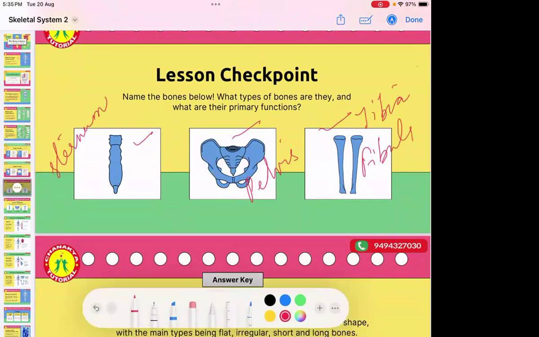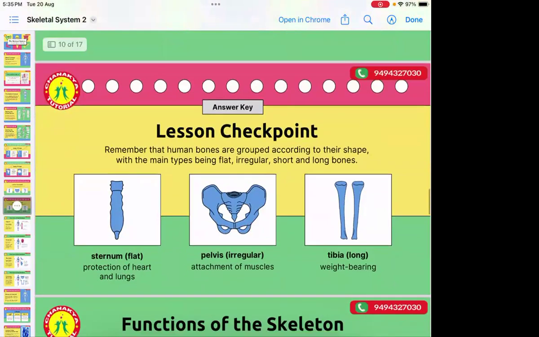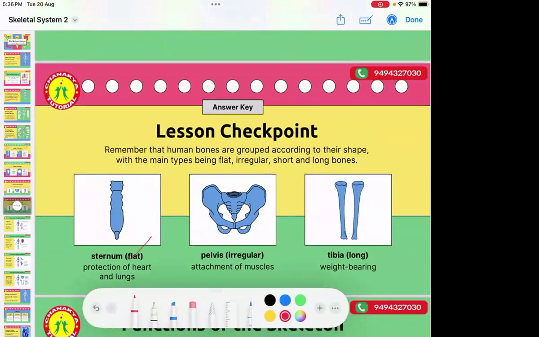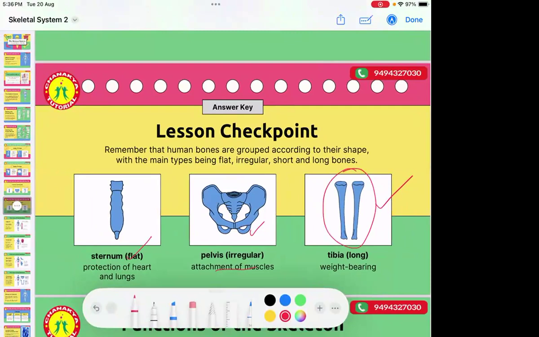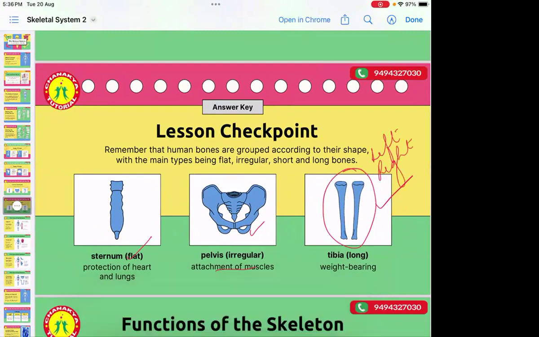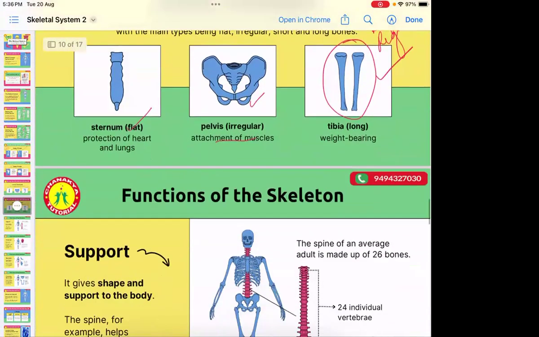Okay, let's check whether what you have said is correct or wrong. The first one is the sternum, which is a flat bone, and protection of the heart and lungs is done. Second is the pelvis, which is irregular, and attachment of muscle will be there. And the third one is the tibia, which is long and weight bearing. These two bones are actually the same bone but of different legs, right? We have the left and the right leg, so they are the left and right leg bone, tibia.